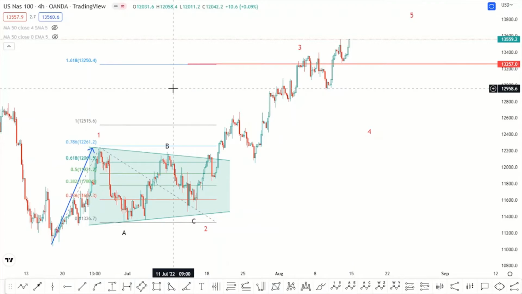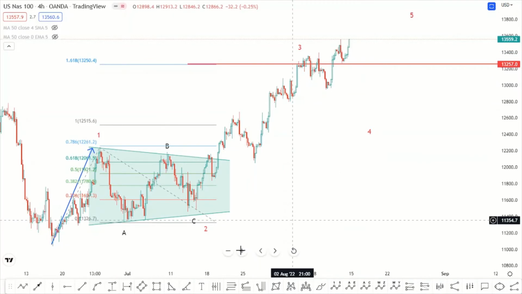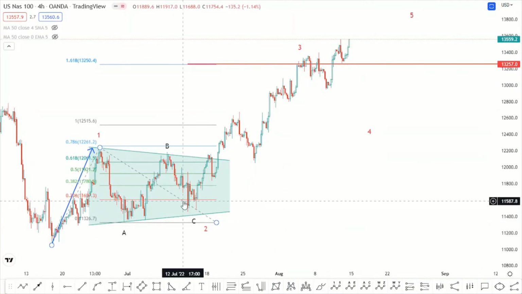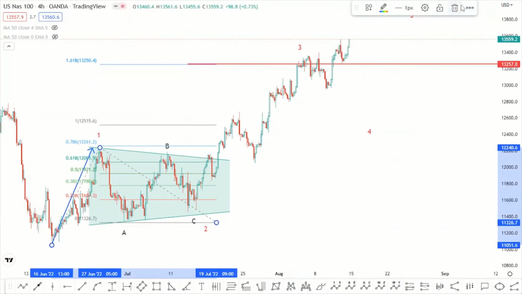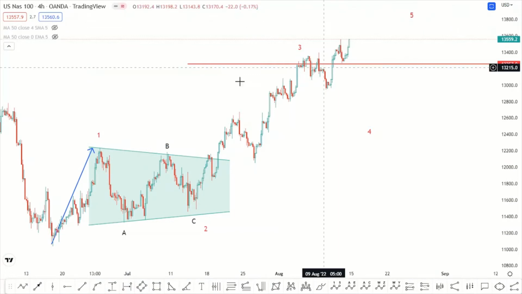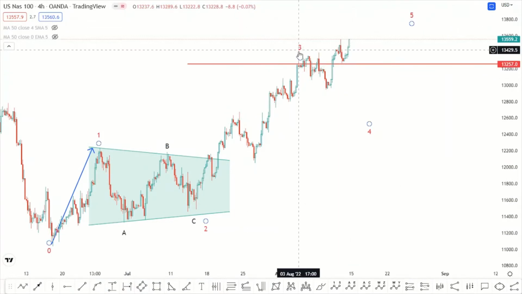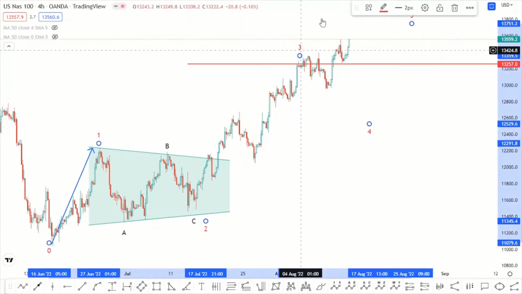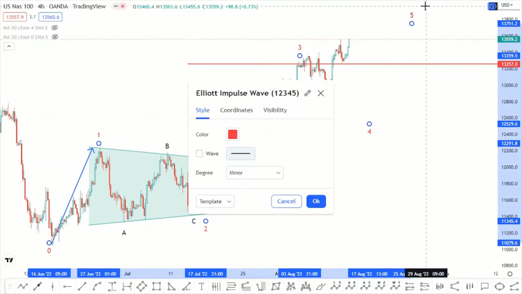So we wanted it to turn at this point so that we can have wave 3, so that we can make wave 4 from this price. We wanted wave 3 to be here, but unfortunately, as you can see, it is a little bit higher now. Let me change the degree of these waves. Let me change the degree to intermediate.